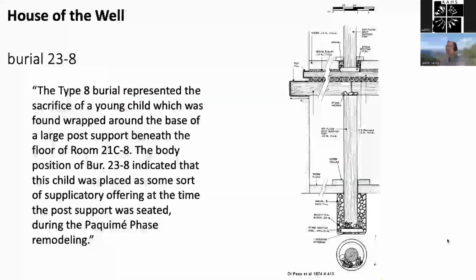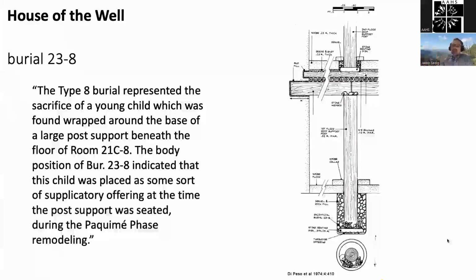And in the Paquimé report that Charles de Peso wrote, he gave it its own unique type. Type 8 burial represented the sacrifice of a young child, which was wrapped around the base of a large support post beneath the floor of room 21C8. The body position of burial 23-8 indicated that this child was placed as some sort of supplicatory offering at the time the post was seated during the Paquimé phase remodeling.